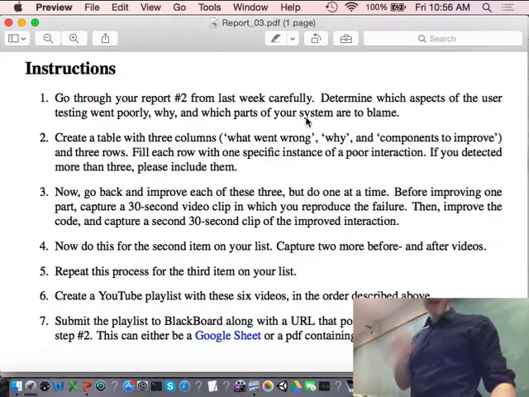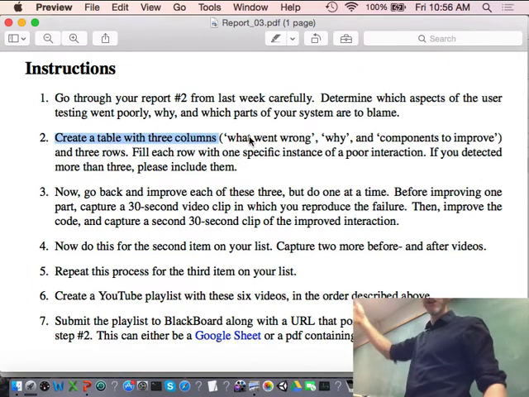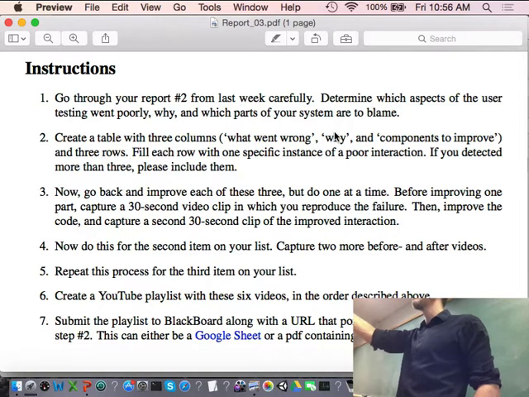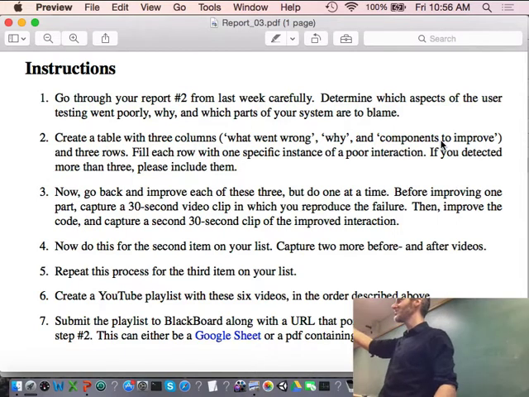You're going to be creating a 3x3 table with 3 columns, which are what went wrong. So the user was confused at this point, didn't know what to do. Why were they confused? That's you. You've identified that the visualization you were showing at that point was ambiguous, or it was too slow, or whatever it was, and components to improve. I need to make a change to state number 3 and state number 4 to fix what went wrong.